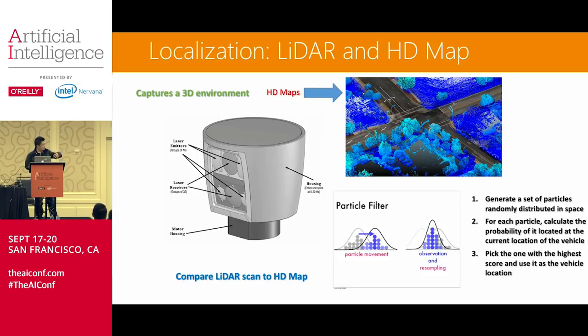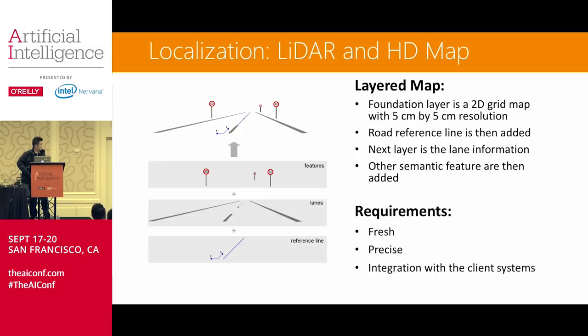And then you have captured this environment with all this reflectance value and depth information. Then you can construct what we call the high definition map. By comparing what you capture at the moment against a map, you can localize where you're at. The technique behind it is called particle filter, if you want to dig deeper. But let's spend a little bit of time looking at the HD map.